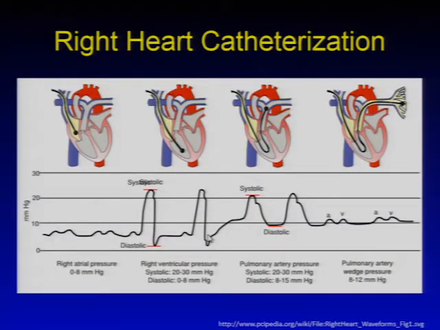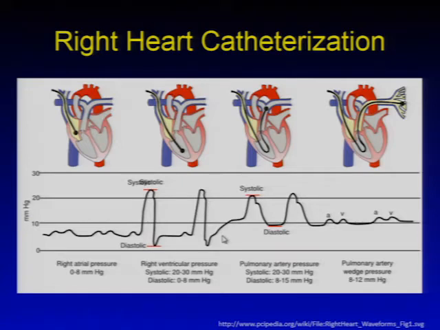When placing a right heart catheter, we can follow pressures throughout the right side of the heart through to the pulmonary artery. Initially, this balloon-tipped catheter starts in the right atrium, and we'll see that this correlates with CVP. You can follow the waveform then as it enters the right ventricle, and you'll see there's a peak systolic pressure, but your diastolic pressure, mean diastolic pressure, correlates with CVP.